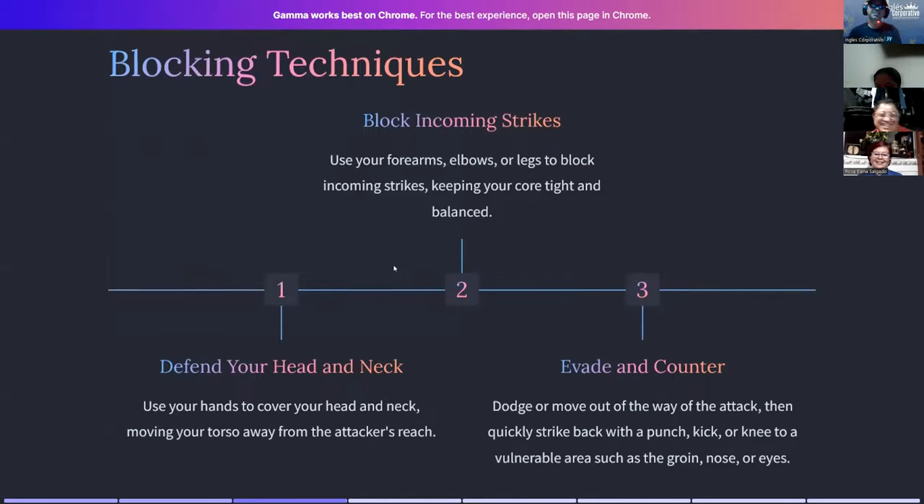Block incoming strikes. Use your forearms, elbows, or legs to block incoming strikes, keeping your core tight and balanced. All people have a point of balance, in the, I don't know, how do you say ombligo? That is the belly button. Belly button is your equilibrium point. I believe equilibrium point.